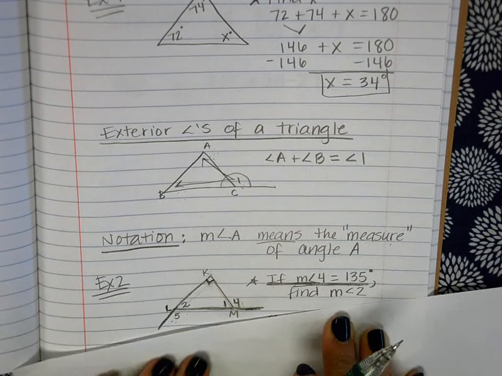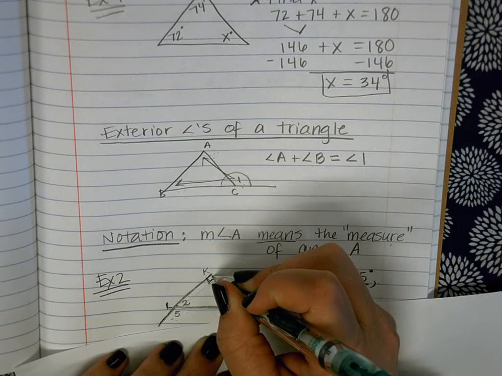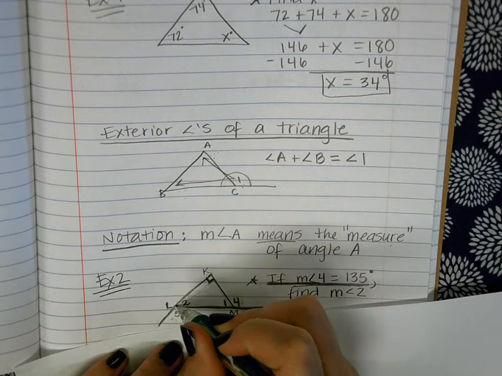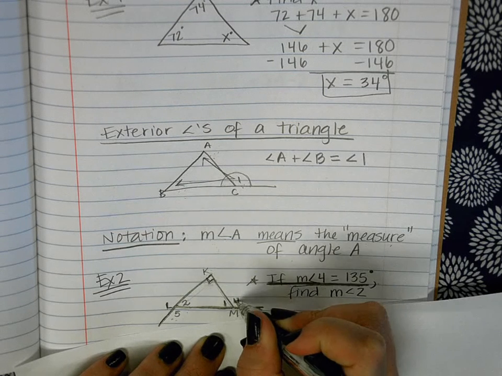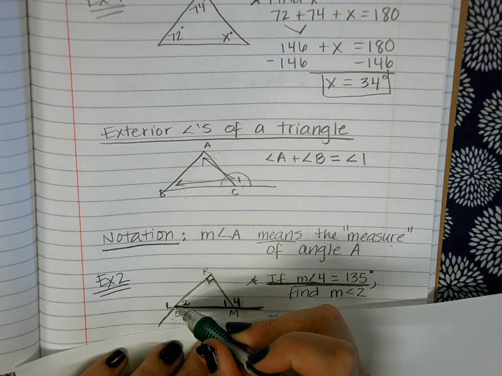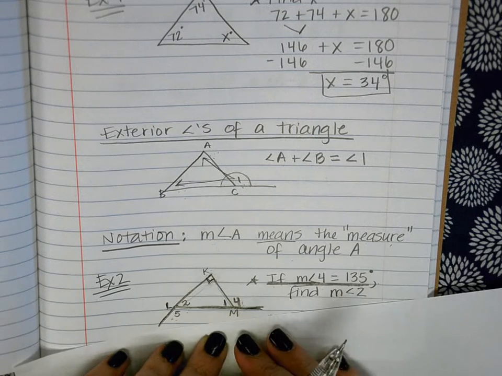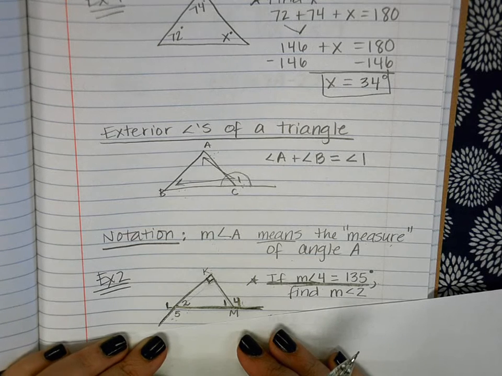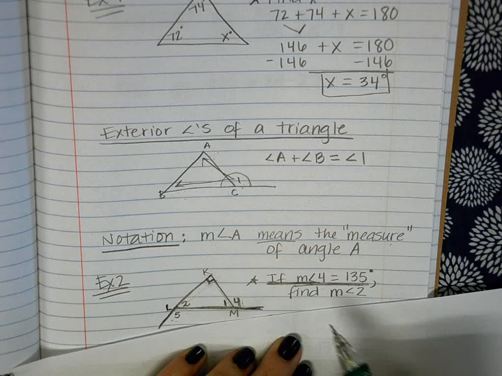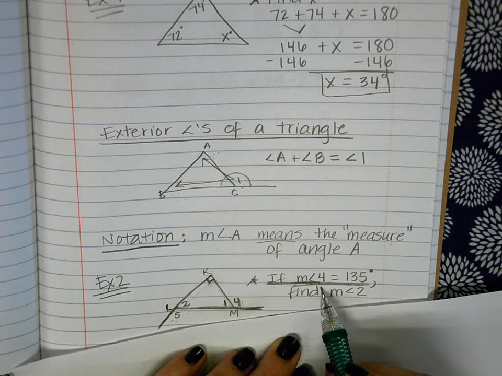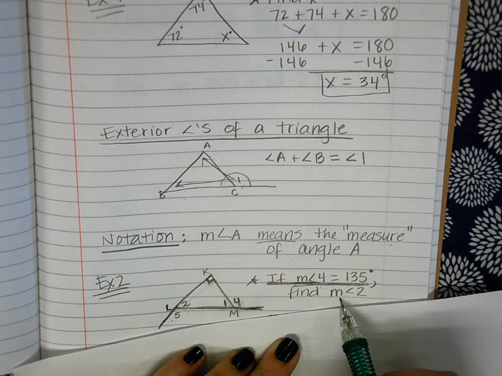Yeah. So I have this triangle L, K, M, and then I drew one exterior angle on the right side, which I call 4, and one on the bottom left, which is 5. And then this particular problem says if the measure of angle 4, which is that one, equals 135, find the measure of angle 2.